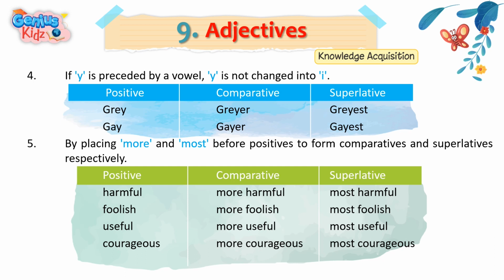5. By placing more and most before positives to form comparatives and superlatives respectively. Positive, comparative, superlative: harmful, more harmful, most harmful; foolish, more foolish, most foolish; useful, more useful, most useful; courageous, more courageous, most courageous.